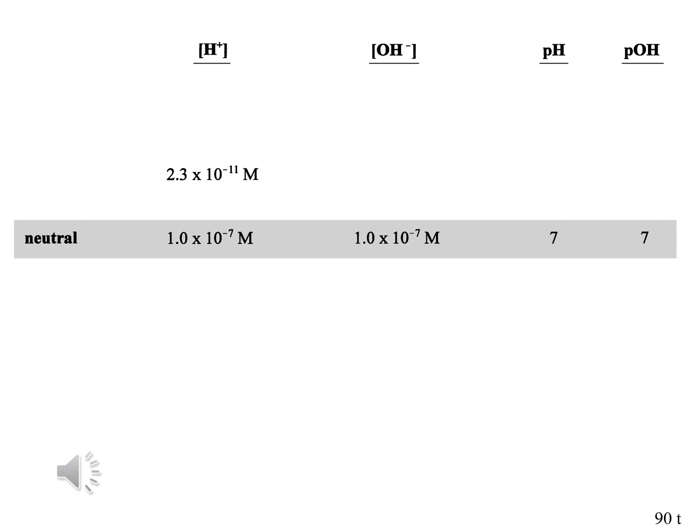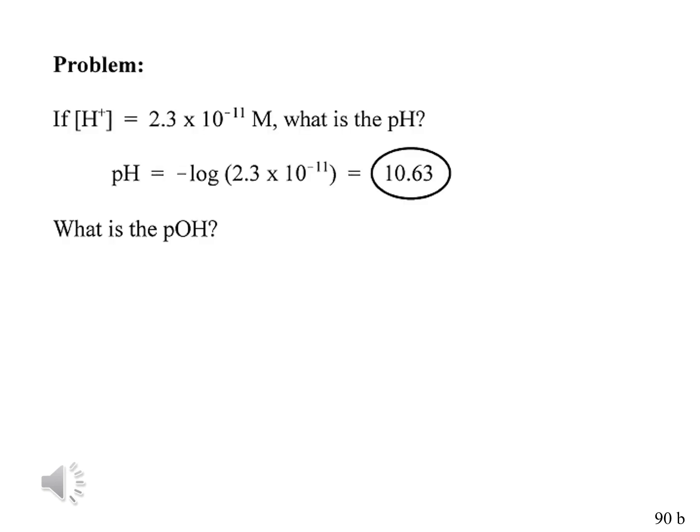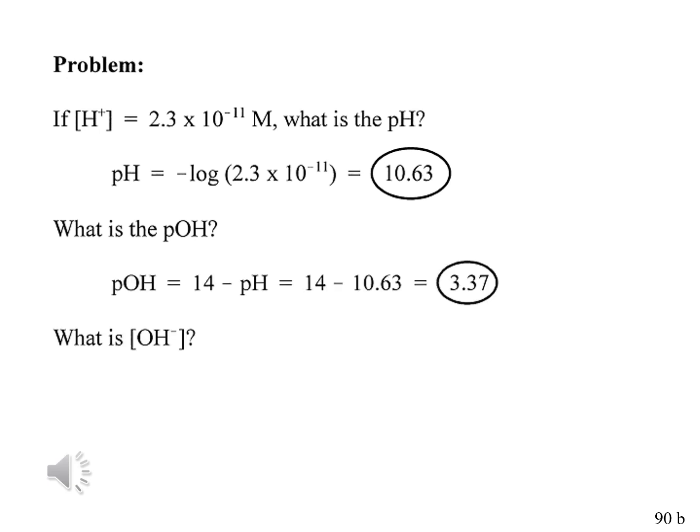So I gave you the H plus this time. How do we get from that the pH? Since pH is minus the log, we're going to take minus the log of that number, and it comes out 10.63, which is a basic solution. What is the pOH? Everybody likes this one, because all you have to do to get that one is 14 minus. So pH and pOH have to add up to 14.